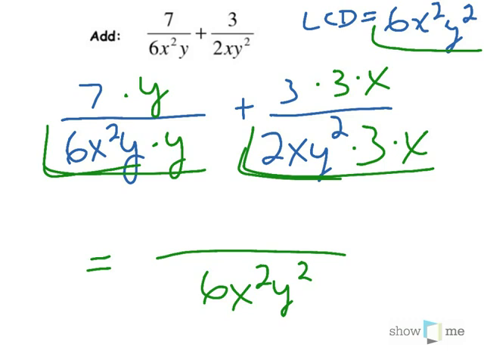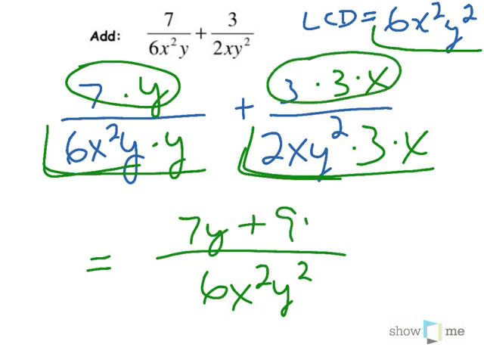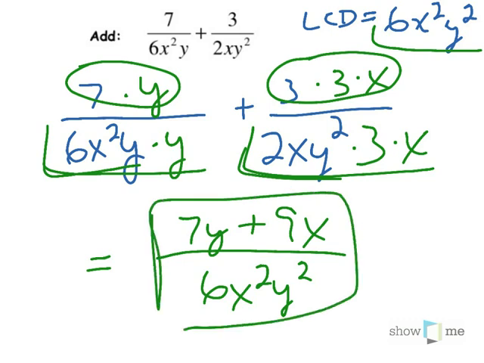Okay, let's multiply the top here. That's a 7y, and this right here is a 9x. And I'm done. That is my final answer. So the hardest part here is finding the lowest common denominator and making the fractions have that lowest common denominator. This is our last example.